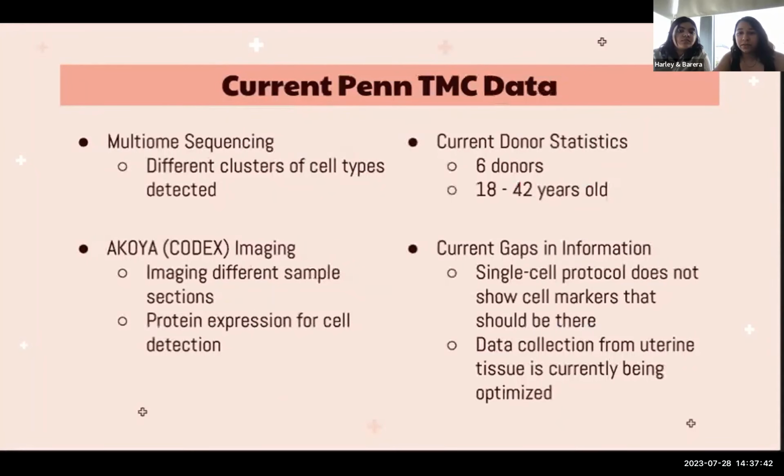We currently have 6 donors, ages 18 to 42, and they have various numbers of gestations to really capture the available biological diversity. There are still more data points that we need to collect. Right now, the single cell protocol does not show cell markers that we know should be there, like oocytes. And we are currently optimizing the protocol for data extraction from uterine tissues, which includes both the uterus and cervical samples.